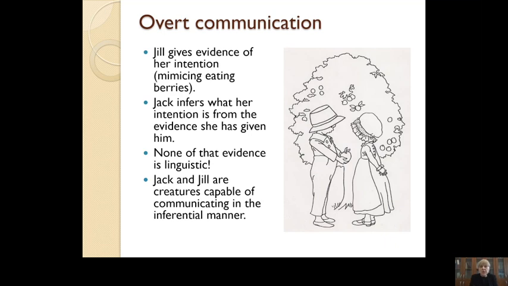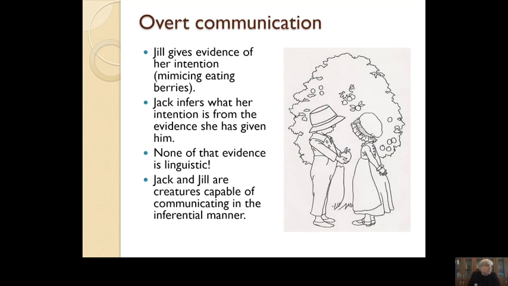Imagine that now Jill gives evidence of her intention. So she's mimicking eating berries, okay? So Jack infers what her intention is from the evidence that she's given him. So if I place my index finger in front of my lips, you understand that I want to shush you, that I want you to calm down. So you can interpret my behavior because you attribute a particular intention to me.